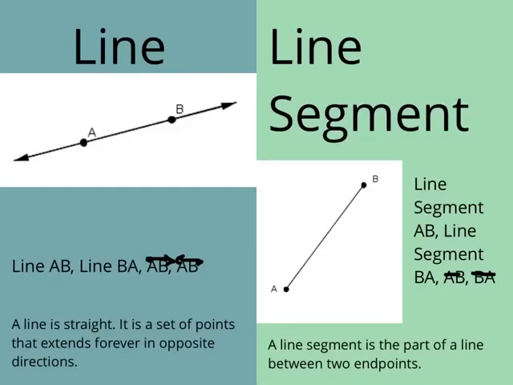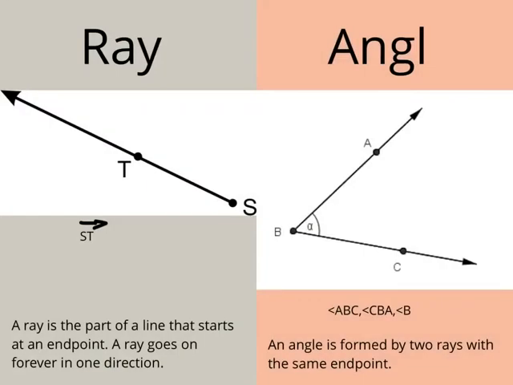Line. A line is straight. It is a set of points that extends forever in opposite directions. Line segment. A line segment is part of a line between two endpoints. Ray. A ray is the part of a line that starts at an endpoint. A ray goes on forever in one direction.